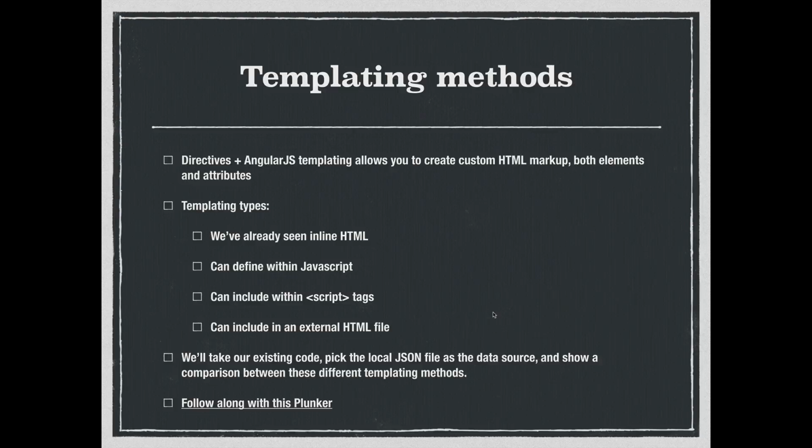And if it's small, maybe that isn't too bad of a model, especially if you don't want the overhead of having your templates everywhere. A third method is you can include your template within a script tag and then load it that way, or you can include it in an external HTML file that you might fetch from the server. All of these methods can easily be used in a single project. It's not like you have to pick one over the other. So we're going to take our existing code and stick with using the local JSON file as a data source, and I'm going to show you these different templating methods all together so we can compare them.